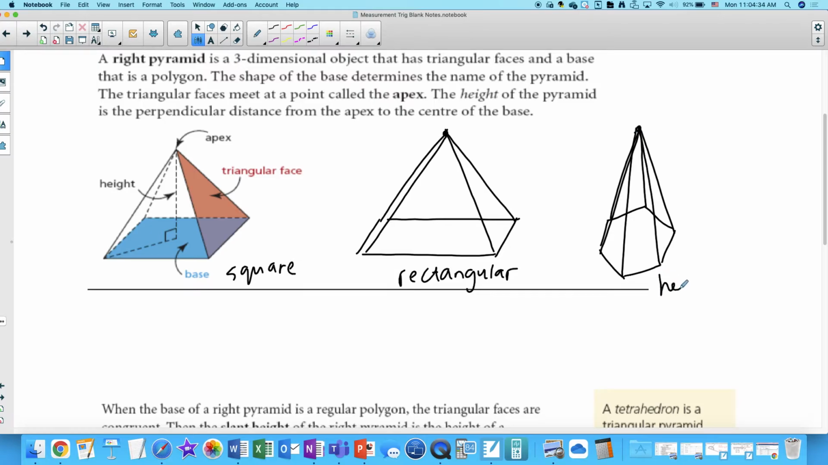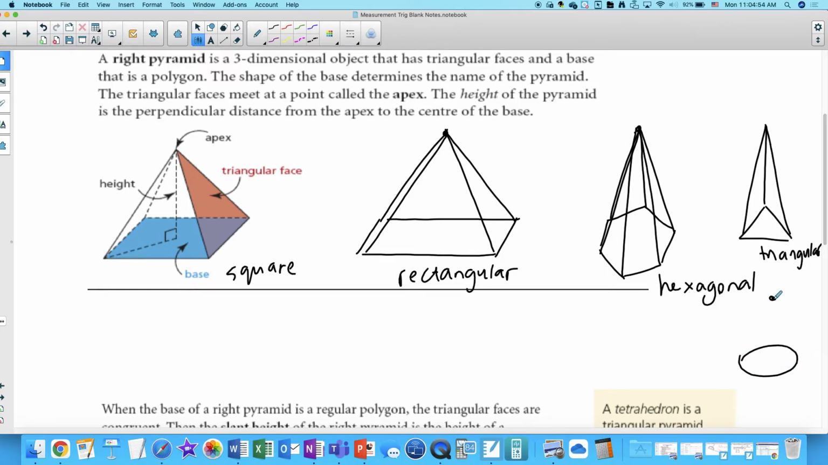Okay, hexagonal. You can have a triangular pyramid. I don't know how I forgot that one. And then a cone is not a pyramid, but it's kind of the circular equivalent.